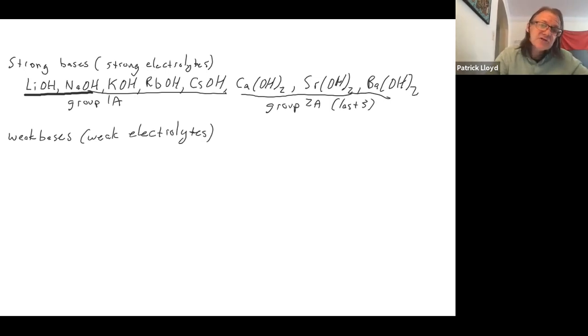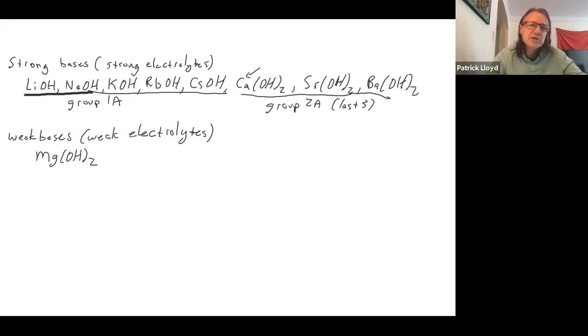Generally speaking, the first group of those would be magnesium hydroxide. Okay, so that's right above calcium. It's in the same column, but it's right above it. And it just turns out to be an issue of solubility. It turns out that magnesium ion is so attracted to the hydroxide ion, it just barely dissolves. It's just not that soluble.